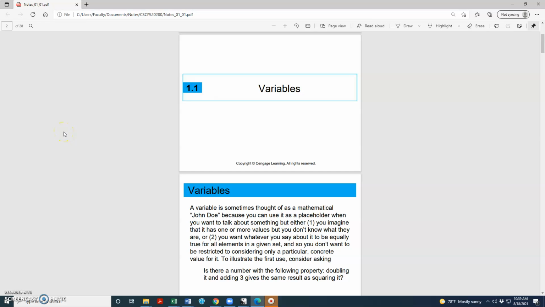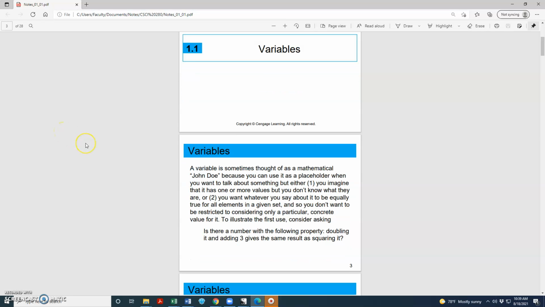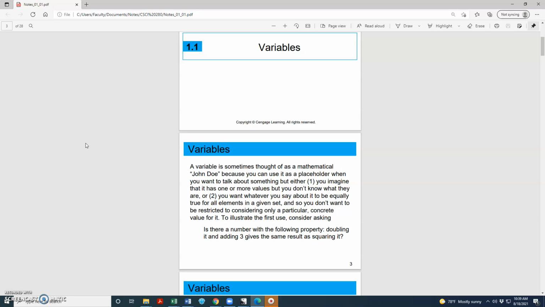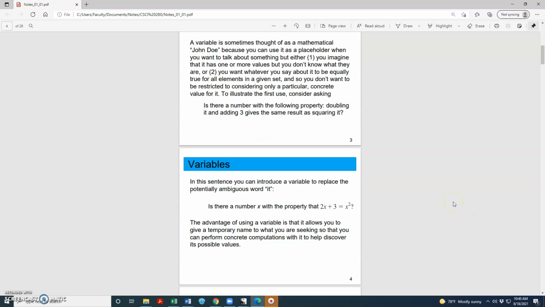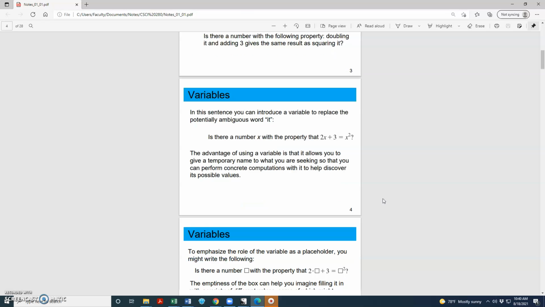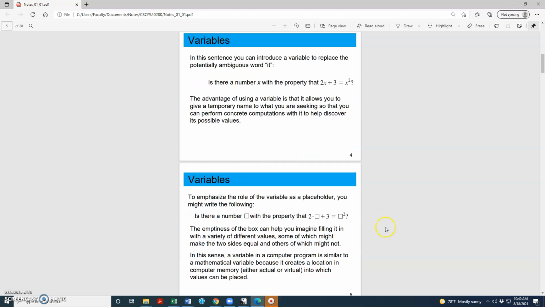Section 1.1, Variables. As far as mathematics is concerned, a variable is an unknown, but we can have unknown constants as well. The main thing we want to know with a variable is that it might have more than one value. And as we hopefully remember, we usually represent it with a letter of the alphabet, for example, X, but we can represent it with pretty much any symbol we want.